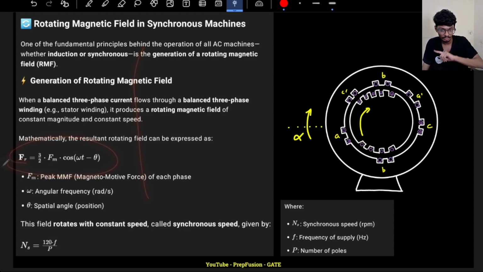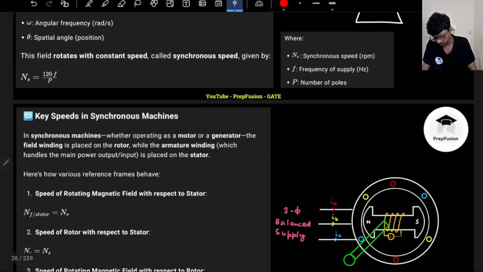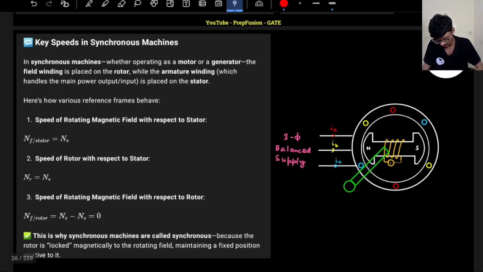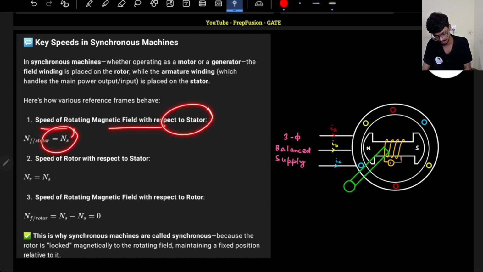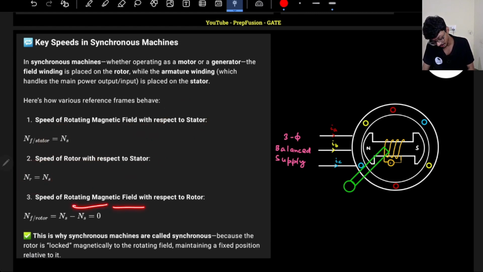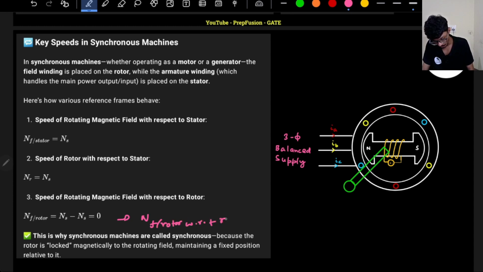So this is the equation for the rotating magnetic field. A few key points you should understand: the speed of the rotating magnetic field with respect to the stator is ns. The speed of the rotor with respect to the stator is ns again. The speed of the rotating magnetic field with respect to the rotor will be zero. Previously in the induction machine, if you remember, the rotating field had to rotate a bit faster than the rotor, so the relative speed was ns minus nr.